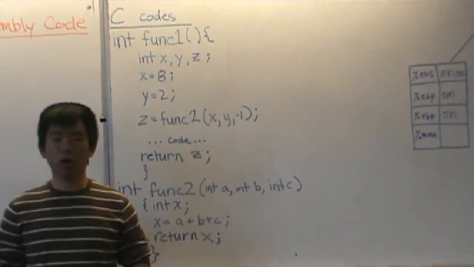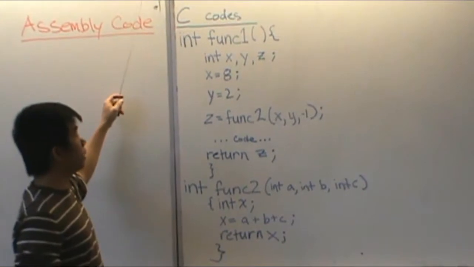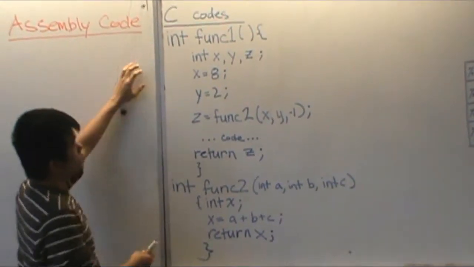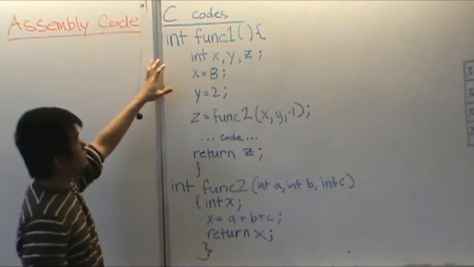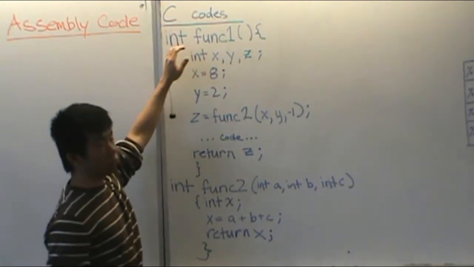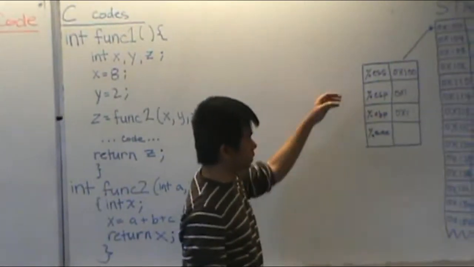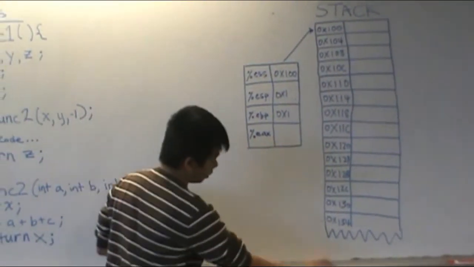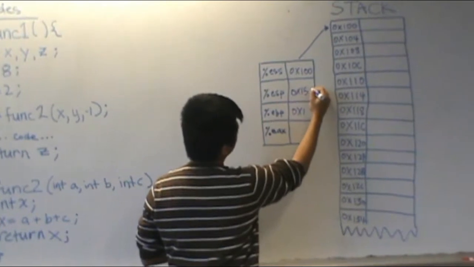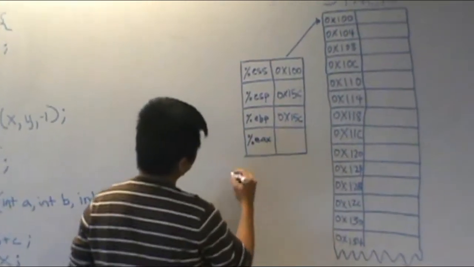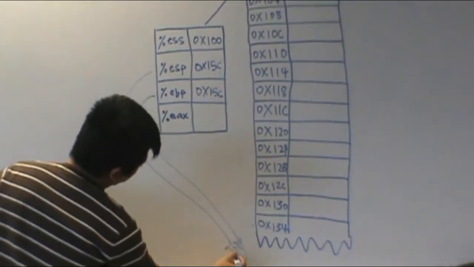Okay, this is an example for Lab 6. Here we have an example of C code with two functions. Function 1 will be the caller, and function 2 will be the callee. Notice that this is not the main function. What we're going to assume is that the BP and the ESP will be at a higher stack address value. So let's just say 15C, right? So basically they're pointing to that value down there.